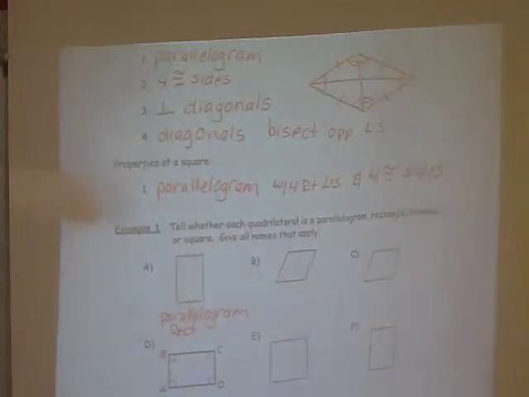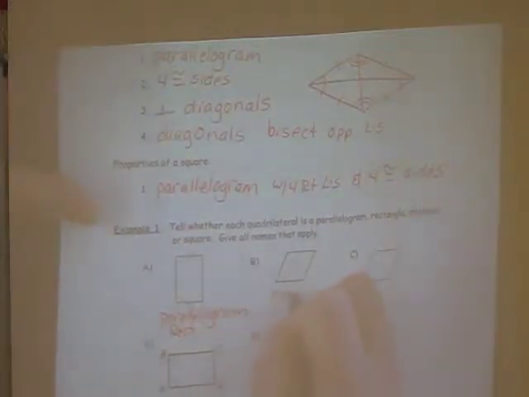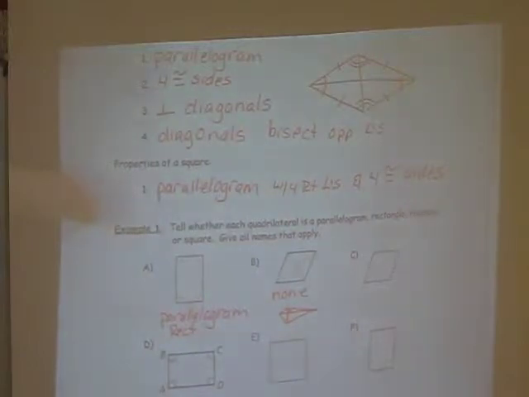Letter B is kind of tricky. When I first looked at this, I thought, oh, the diagonals are perpendicular, so that makes it a rhombus, but they never tell us that this is a parallelogram. So since this isn't a parallelogram, we cannot say it's a rhombus. It would be possible to have a shape something like this, where the diagonals are perpendicular, and that is not a rhombus.